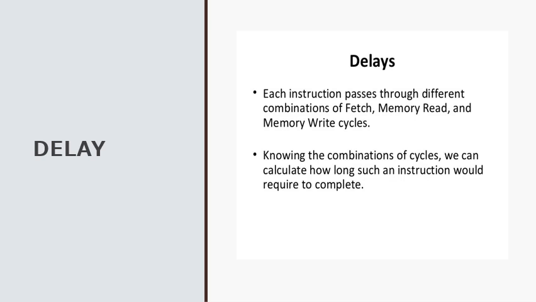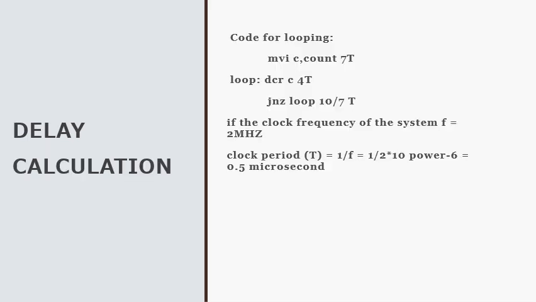Next, delay. Each instruction passes through a different combination of fetch, memory read and memory write cycles. Knowing the combination of cycles, we can calculate how long such an instruction would require to complete. A register is loaded with a number depending on the time delay required, and then the register is decremented until it reaches 0 by setting up a loop with a conditional jump instruction. The loop causes the delay depending upon the clock period of the system.